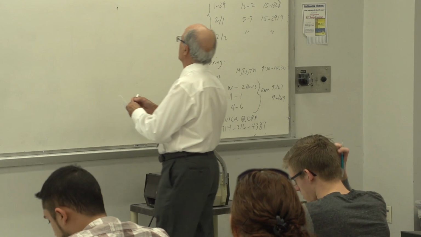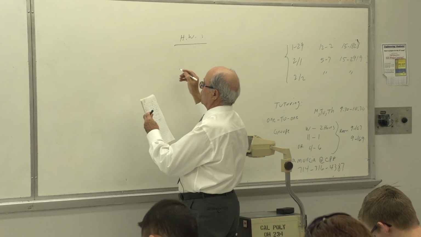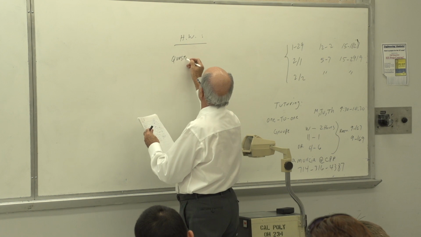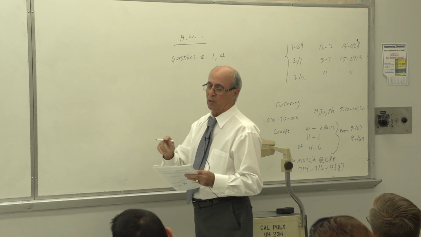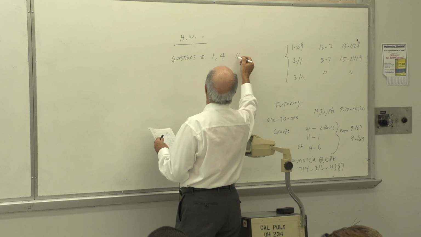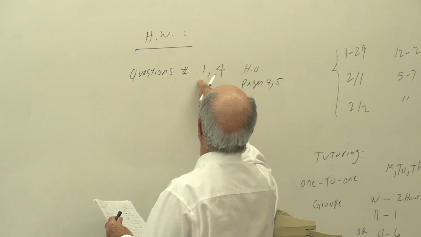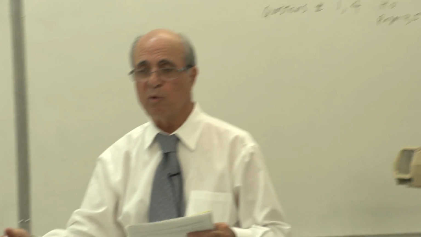So this is your homework assignment for next week. Questions number 1 and 4 on your handout, which I believe are on pages 4 and 5. One is on page 4, the other one is on page 5. We can go over that because I'm going to do one of them today in class. I want you to use a similar procedure for finding the moment about X, Y, and Z.